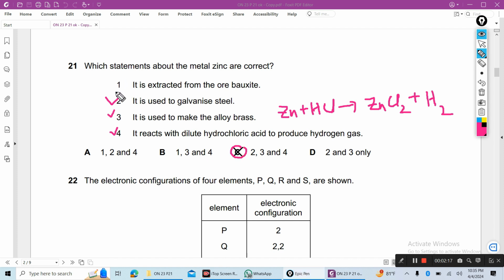1 is wrong. Why? 1 is not correct. It is extracted from the ore bauxite. No, from bauxite aluminum metal is extracted, not zinc.